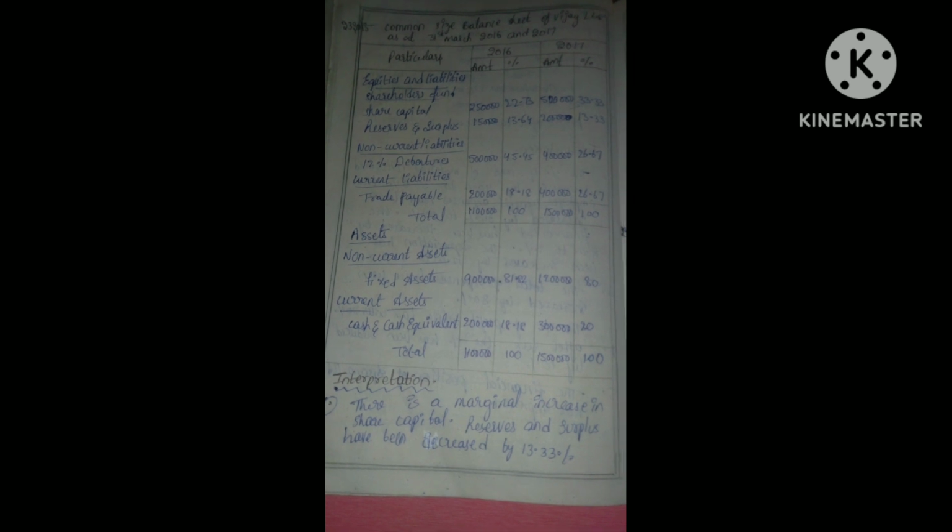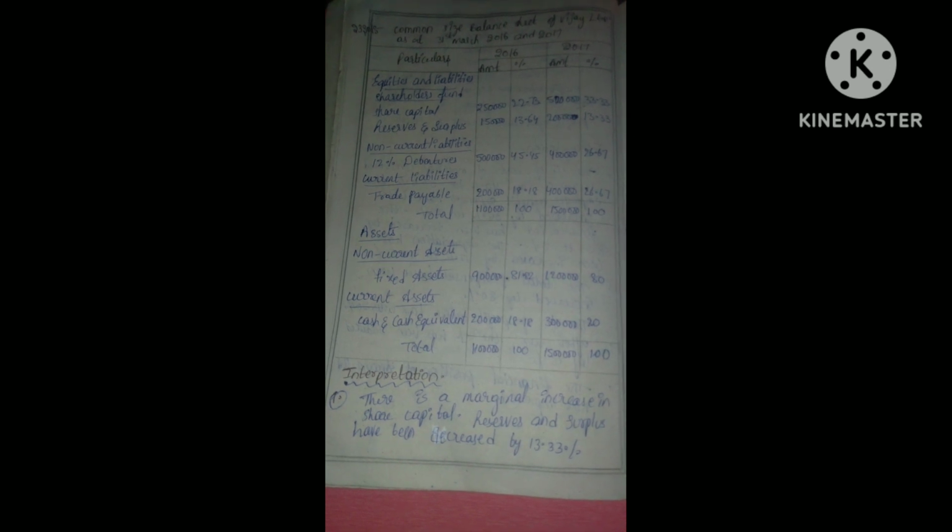Next we have non-current liabilities. In non-current liabilities we have 12% debentures. So for 2016 it is 5 lakhs and 2017 it is 4 lakhs. So 5 lakhs divided by 11 lakhs into 100, we will get 45.45. And 4 lakhs divided by 15 lakhs into 100, we will get 26.67.